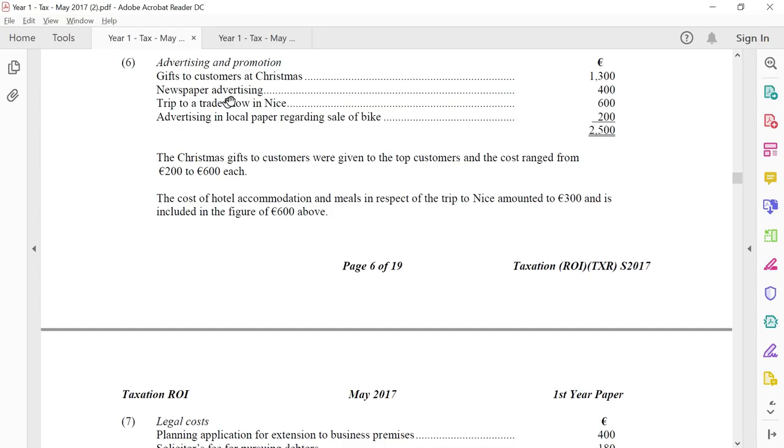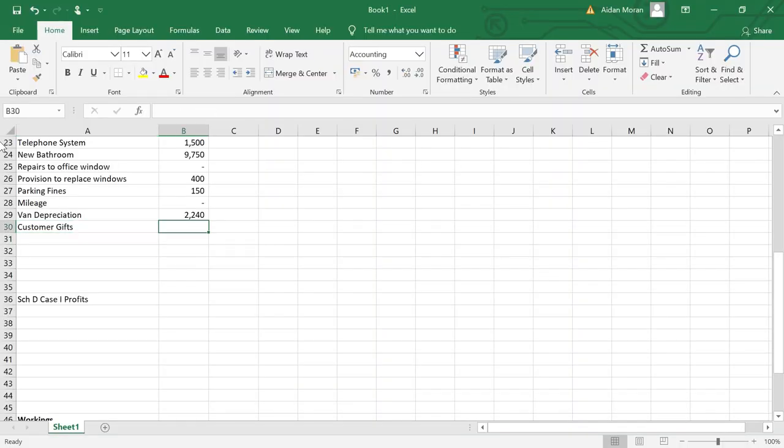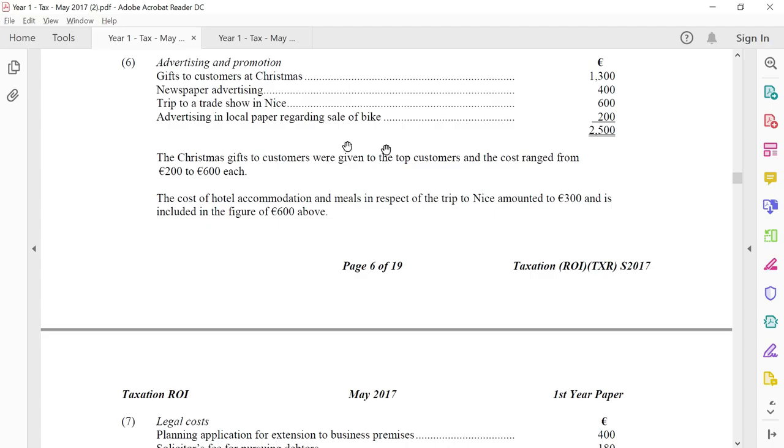Newspaper advertising, I don't know if I have an issue with that. I don't know what I'm advertising, but we'll have a little look at that in a second. I don't see any issue with it for the moment.